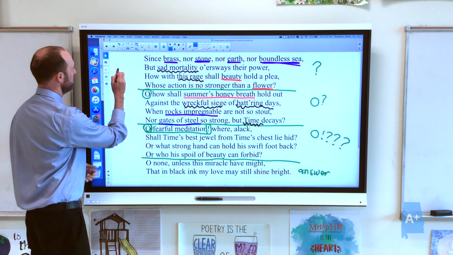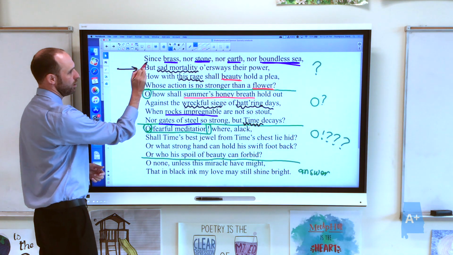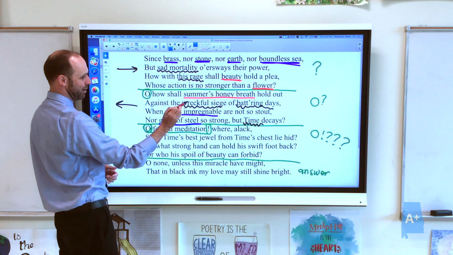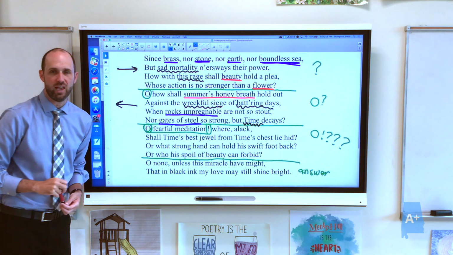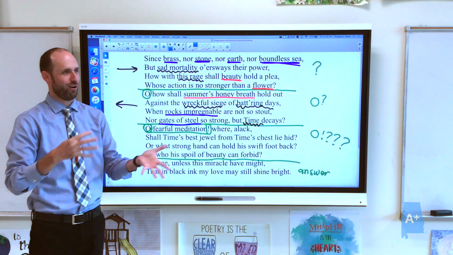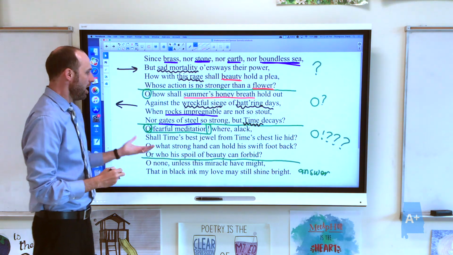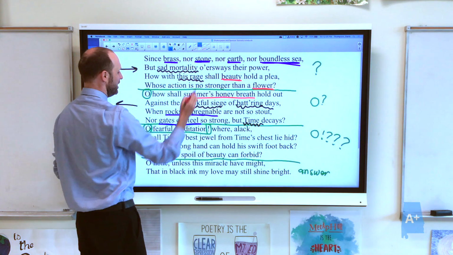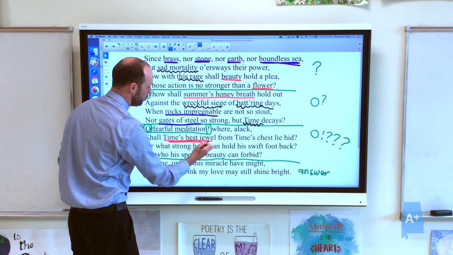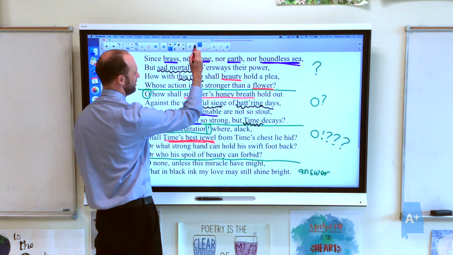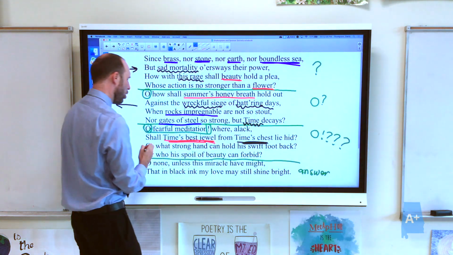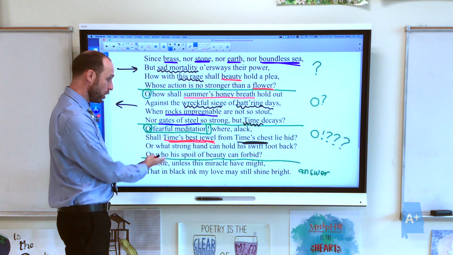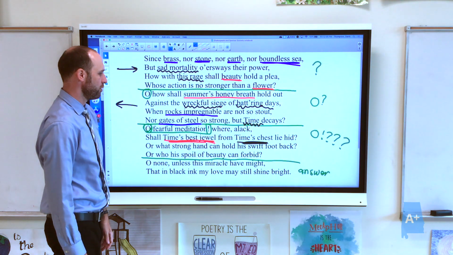So we see that the sonnet moves this way, blue, black, red. Then it moves this way, red, black, blue. And then he's really upset. He's like, oh my goodness, I know it's very artificial and posy, but that's very Shakespeare. Oh, fearful meditation! Where, alack, shall time's best jewel from time's chest lie hid? Or what strong hand can hold his swift foot back? Or who his spoil of beauty can forbid?